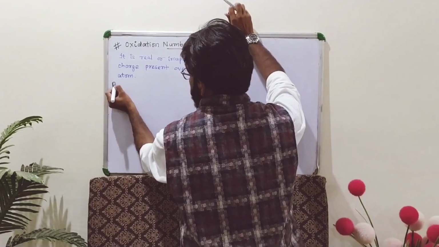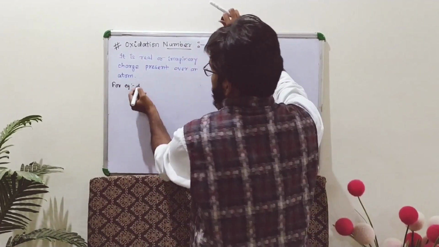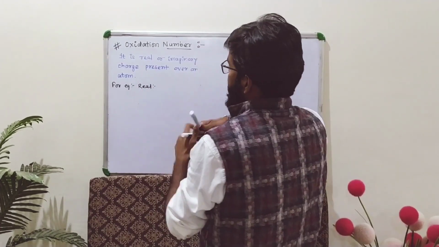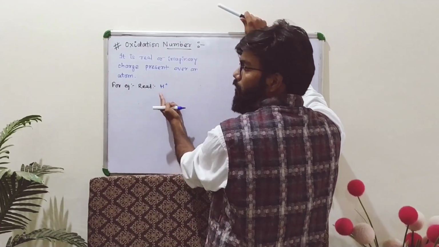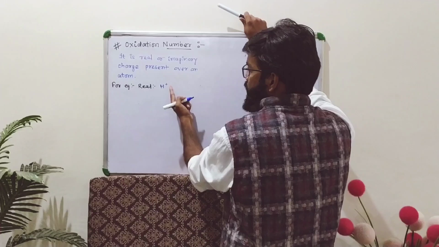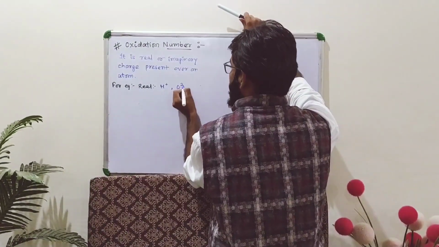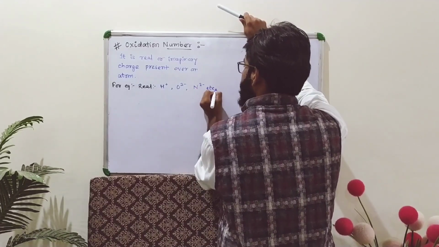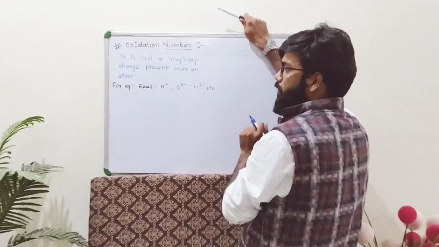For example, in the case of real charge we will discuss first. If it is given like this, H plus, it means the hydrogen atom has +1 oxidation number. So it is shown here, it is the real charge. Similarly, O minus 2, N minus 3, etc. So it is a real charge over an atom of nitrogen.